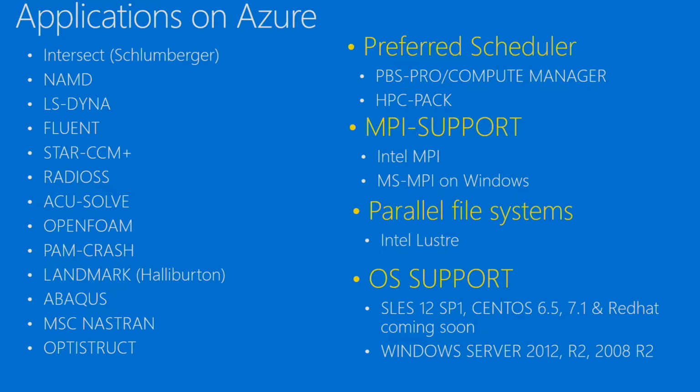As I said, we support different MPIs. On the Linux side, we support Intel MPI. It works on Windows as well. And on the Windows side, we have our own MPI called MS-MPI. That's for tightly coupled simulations that we just talked about.